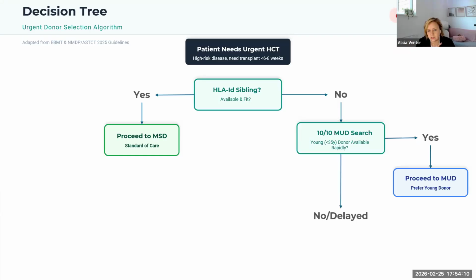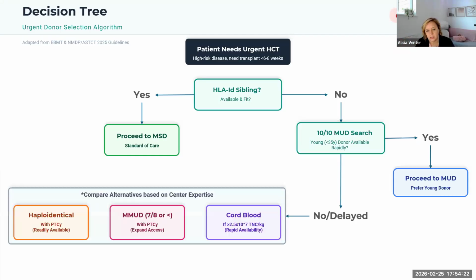However, if that answer is no, or that donor does exist, but they're only available in a month or 2 months because they're writing exams or they have a wedding or a big vacation coming up, then you do have to go and look at all of these alternative sources that I just mentioned. And it's really important that you also then take into account which of these sources your center has any experience with, whether that's haplo, mismatched transplantation, or cord blood.